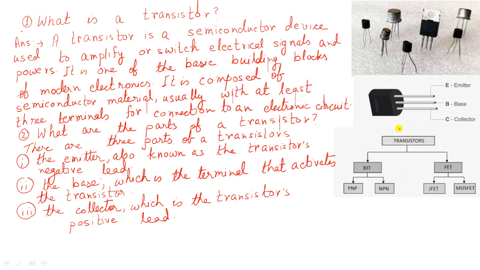Now, what are the various types of transistors? Here you see in this figure that transistors are generally of two types: BJT and FET. BJT means bipolar junction transistors and FET means field effect transistors. BJT is also divided into two, PNP transistors and NPN transistors. And FET is also divided into two, JFET and MOSFET. These are the different types of transistors. Later on, in the next video, we will see how we can recognize whether it is a PNP or NPN transistor. We will discuss only BJT transistors in the next video.